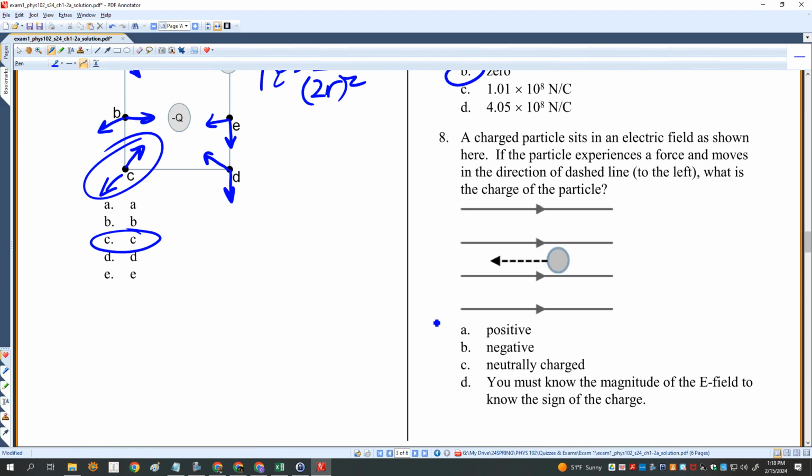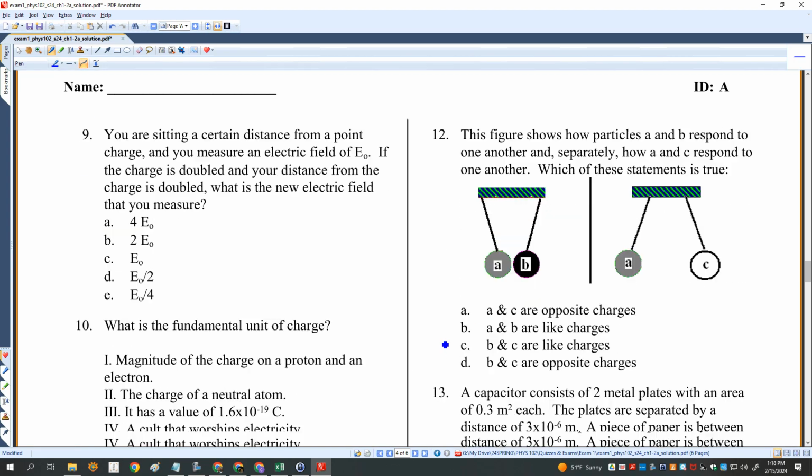If this particle experiences a force due to the electric field and moves to the left, what is the charge of the particle? Well, if this was a positive particle, it would move in that direction. If it's a negative particle, it would move in that direction, so that's the right answer.